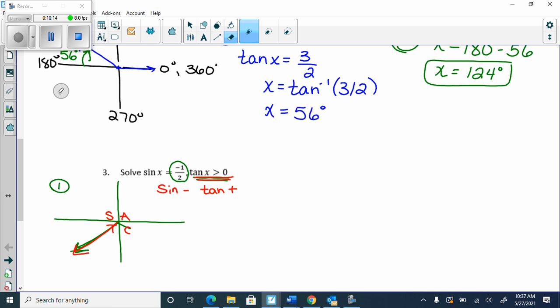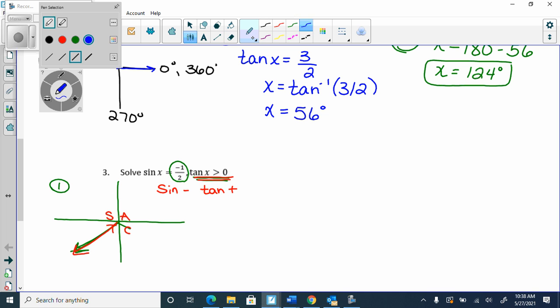Okay? Now we found how to draw it. Now we do the same rules we did before. Reference angle, get answer, right? That's it. The only extra I did here is I made you find out where to put it. So step 2 is reference angle.